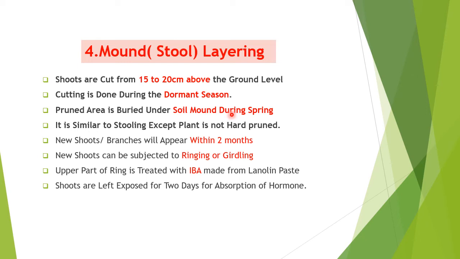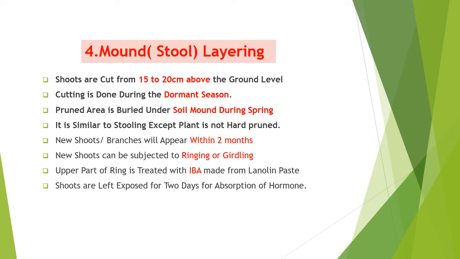So what will happen when you take a dormant plant, cut the aerial shoots 15 to 20 centimeters above the ground level, and cover with soil? New shoots will develop there, and these new shoots or branches will appear within 2 months. The new shoots can be subjected to ringing or girdling also. The upper part of the ring is treated with IBA made in lanolin paste. Shoots are left exposed for 2 days for absorption of the hormone.